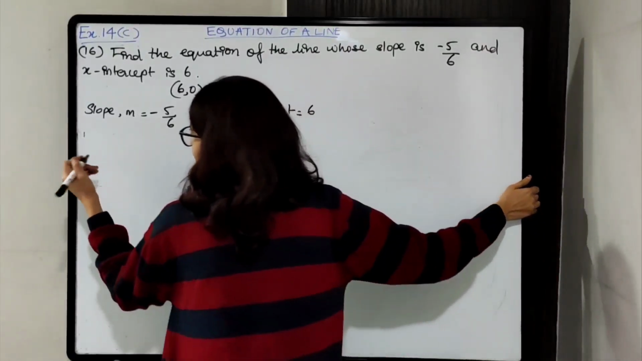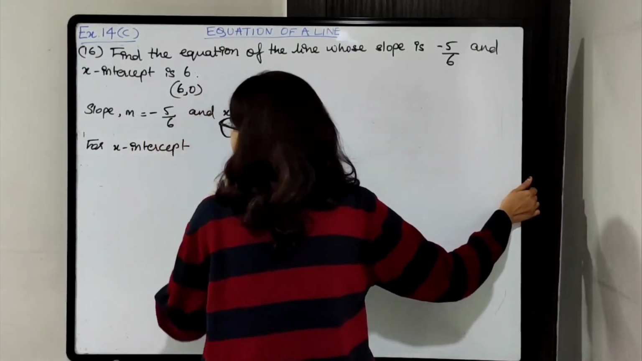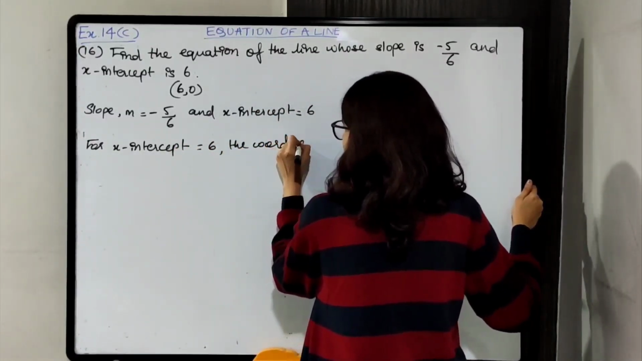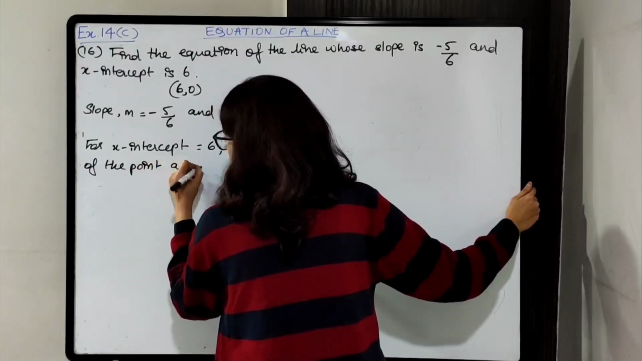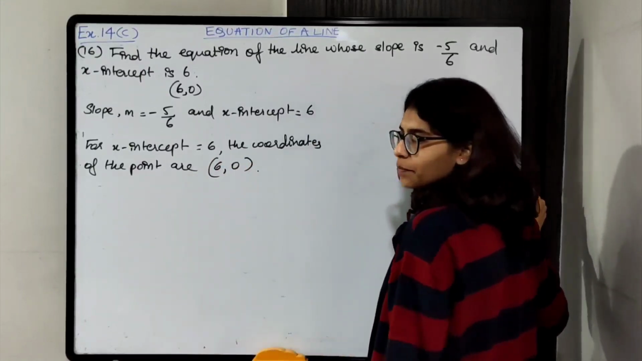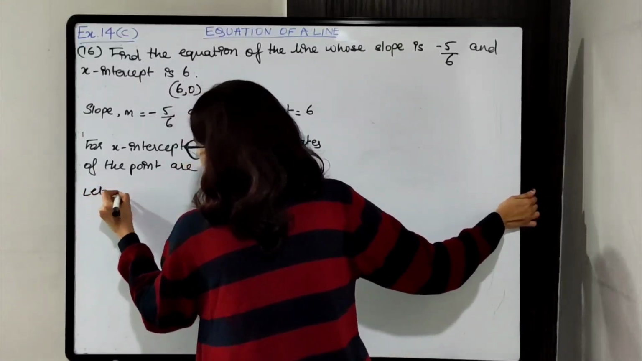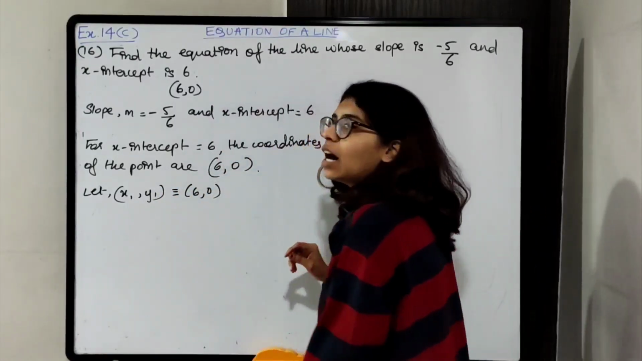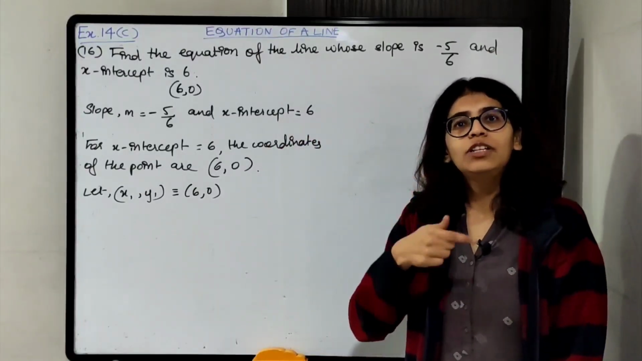So for x-intercept, what will the coordinates be? The coordinates of the point are: x coordinate will be 6 and y coordinate 0. Okay, let's consider this as x1, y1. So let x1, y1 be equal to 6, 0. So we are given the coordinates of one point on the line and the slope of the line. So we'll use point slope form.